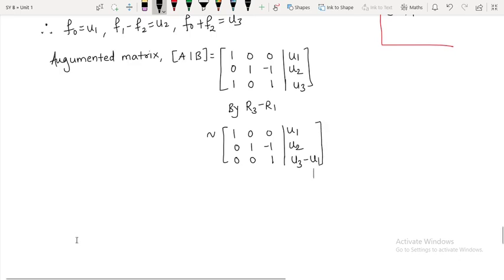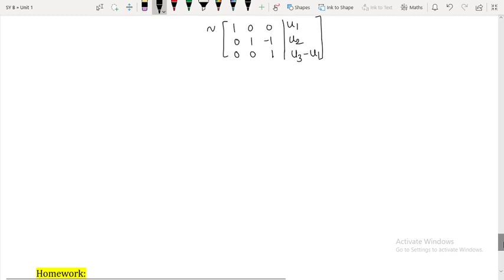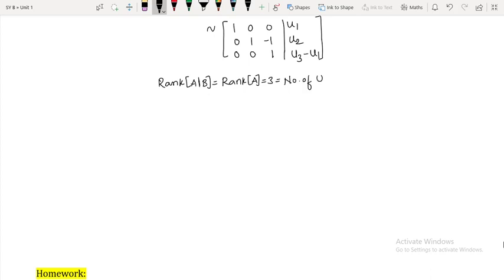So what will be our equivalent system? Remember our variables are f0, f1 and f2. Over here the ranks are equal, that we already know. The rank of the augmented matrix as well as the rank of A is 3, which is equal to the number of unknowns, that is f0, f1 and f2. So unique solution. Therefore the system has a unique solution.